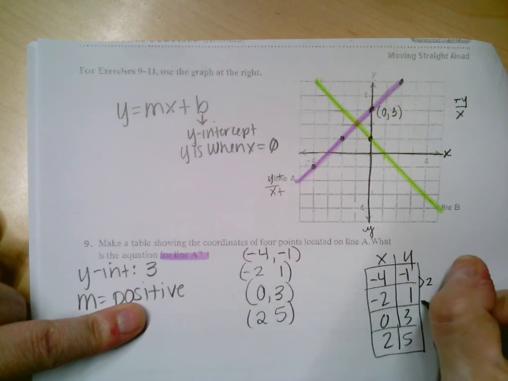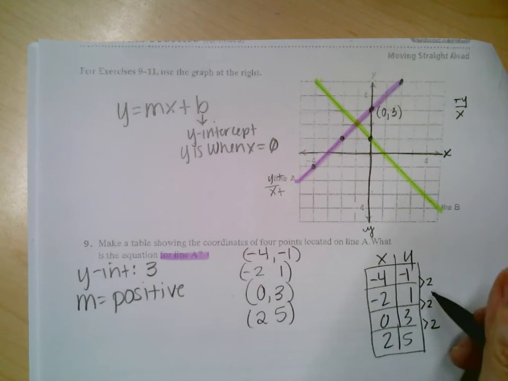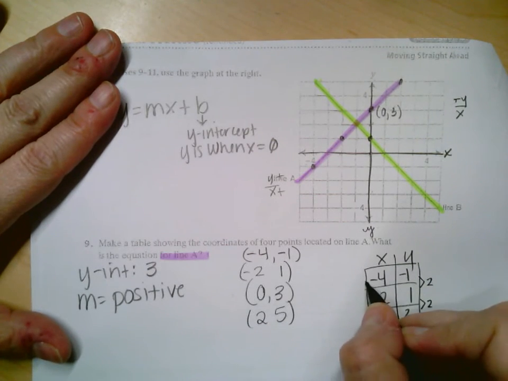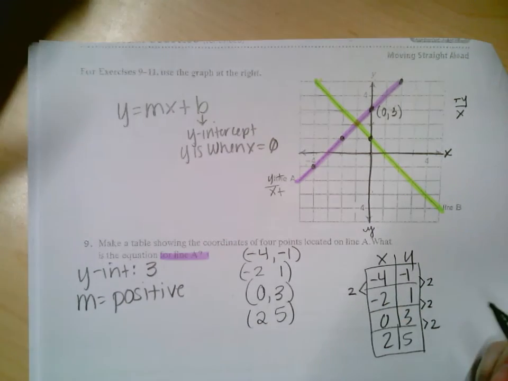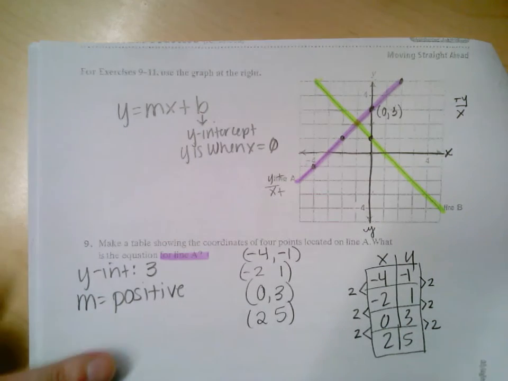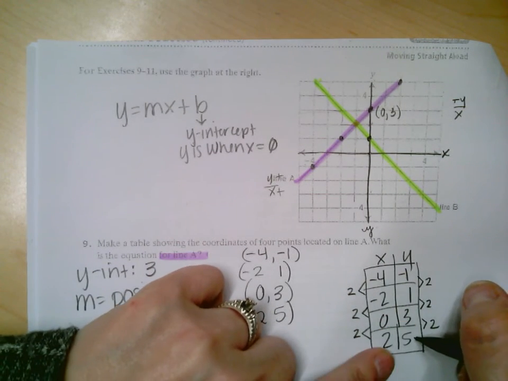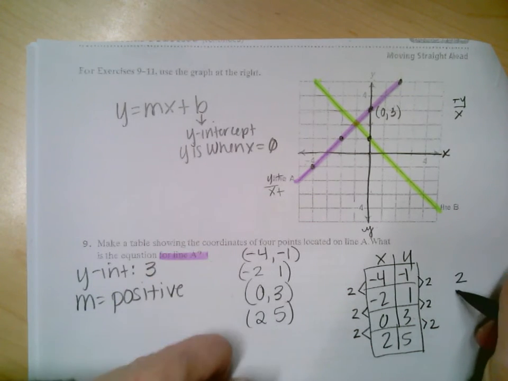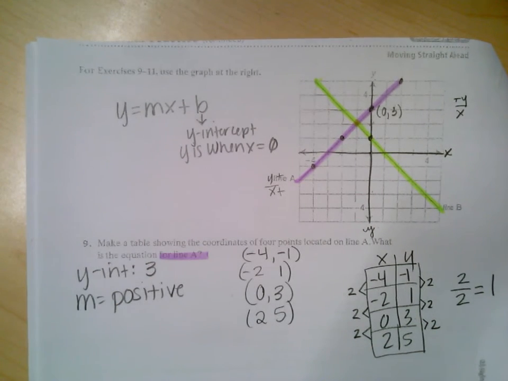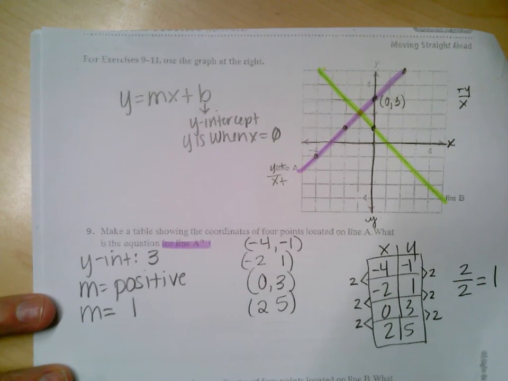2. From 1 to 3 is how many? 2. And from 3 to 5 is how many? 2. Okay, well let's do this one. From negative 4 to negative 2, I'm going up 2, or moving closer to 0 by 2. This one is 2, and this difference is 2. So my difference in y's, which is 5 minus 3, is 2, over my difference in x's. My slope equals 1.